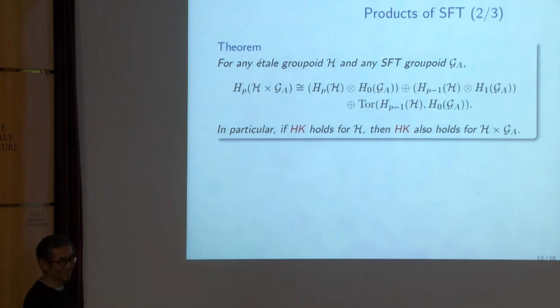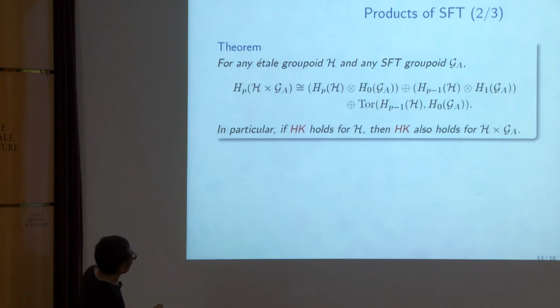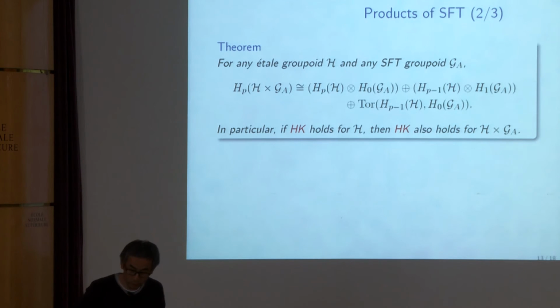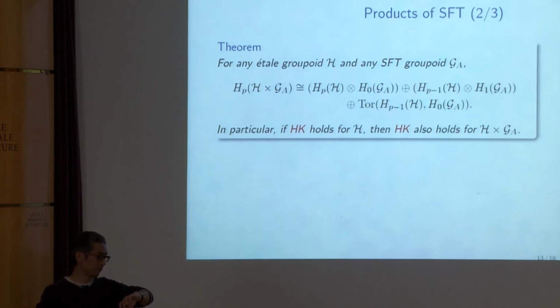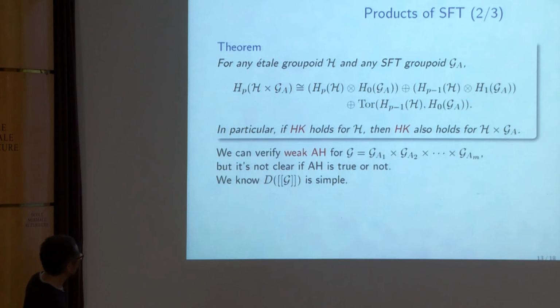So, please try. In particular, if HK holds for this H, then HK also follows for this product, because as for the K-groups of the C*-algebra, the Künneth theorem is already known. And in this case, we can verify weak AH, but it's not clear if AH is true or not.